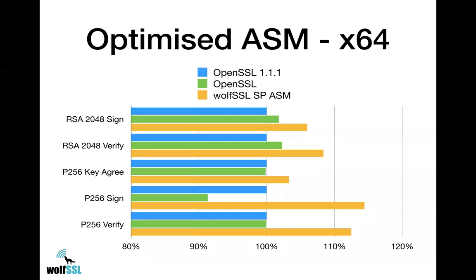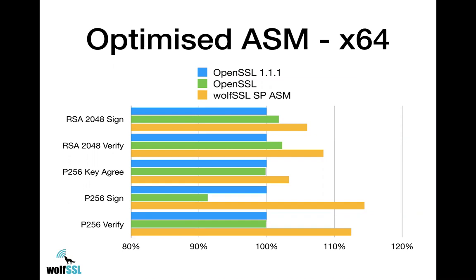For the P256 ECC code, the key agree is about the same speed. For the sign and the verify though, yeah, we beat them. If it's more than 10%, then we believe that means we're better than them. 10% means that it's a noticeable improvement in the speed.